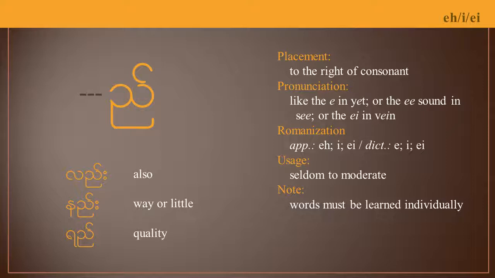It means you're going to have to use your dictionary or your language app a lot when you run across this particular vowel. The last pronunciation is the word for quality. It's pronounced with the EI pronunciation. Therefore it's pronounced yay, yay.